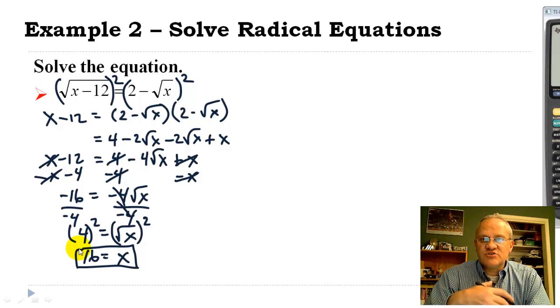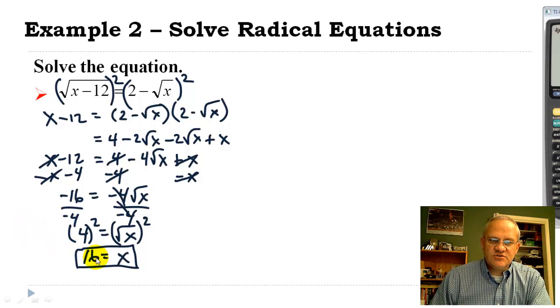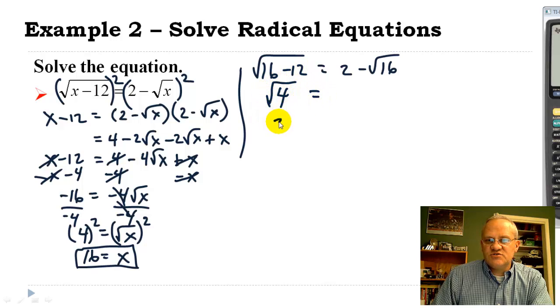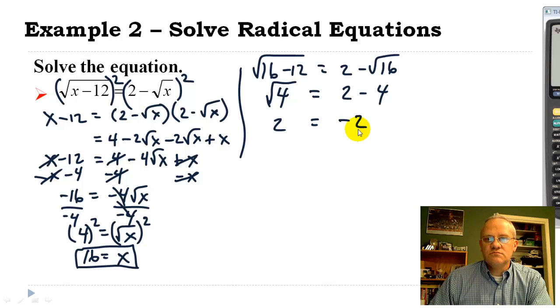Remember, there could be these extraneous solutions, and so let's double check this to make sure. So we got to plug 16 back in here. So I'm going to plug it in here first of all. Square root of 16 minus 12 equals 2 minus square root of 16. All right, so 16 minus 12 is 4. So we have the square root of 4, which is 2. And then here, square root of 16 is 4, so this is 2 minus 4, which is negative 2. So look at this. 2 does not equal a negative 2, does it?